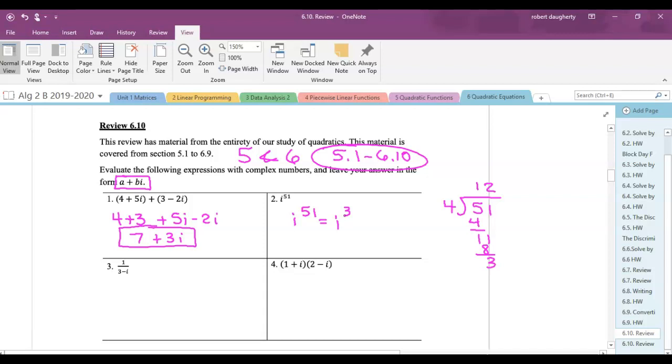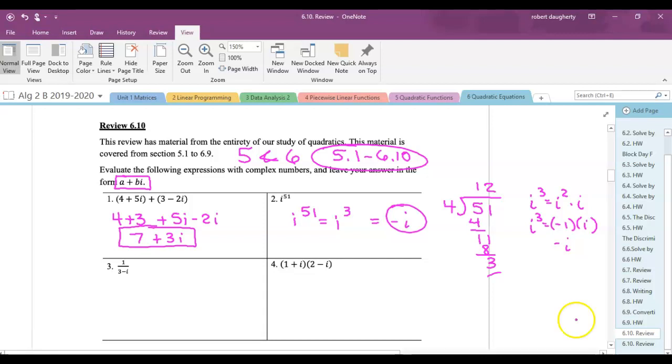And if you don't remember i cubed, remember the way we did that. That is i squared times i. You have to remember that i squared is negative 1. So i cubed is going to be negative 1 times i. That's just negative i. So that is my answer there. If the remainder had been 2, then this answer is i squared. If the remainder had been 1, the answer is i. If the remainder is 0, that's i to the 0, or 1.